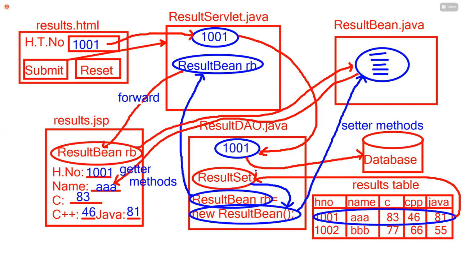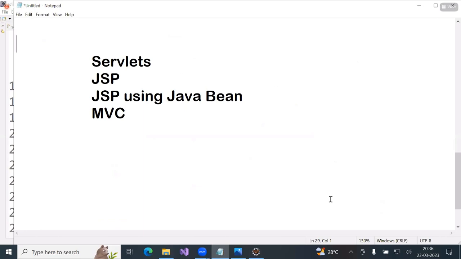Now see how to develop this application. Here it is HTML, it is JSP, it is a servlet, it is a DAO class which is just a normal Java class, and it is a bean class with setter and getter concepts. Here in the database, we have to create one table.